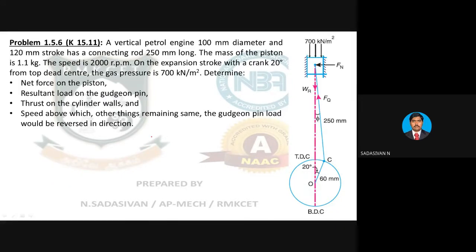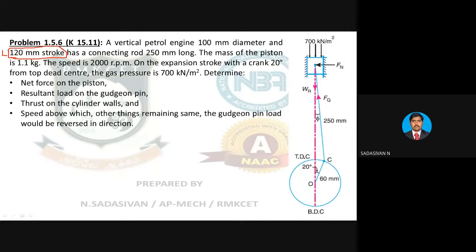Whenever your question does not have data regarding the radius of your crank, then they would have given you the stroke length. So this is your capital L. Capital L by 2 is the radius of the crank. Vertical petrol engine, 100 mm diameter. What does the term petrol engine tell you? It is a single acting cylinder. In a petrol engine, you have combustion on only one side. Only the steam engine can be double acting. IC engines are not double acting.